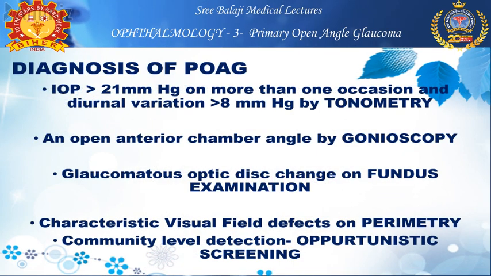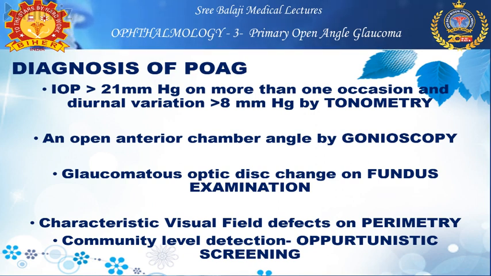The diagnosis of POAG is made with certain investigations. Intraocular pressure recorded should be greater than 21 millimeters of mercury on more than one occasion and diurnal variation greater than 8 millimeters of mercury by tonometry. The standard tonometry is Goldmann applanation tonometry. And gonioscopy is done to confirm if the anterior chamber angle is open. Fundus examination is done to look for specific glaucomatous optic disc changes. Perimetry is done to document characteristic visual field defects.